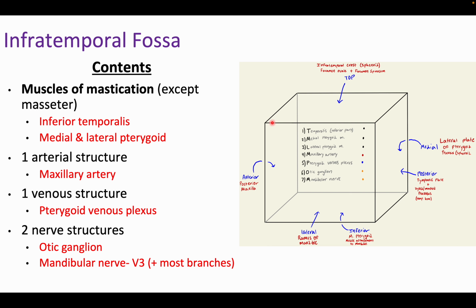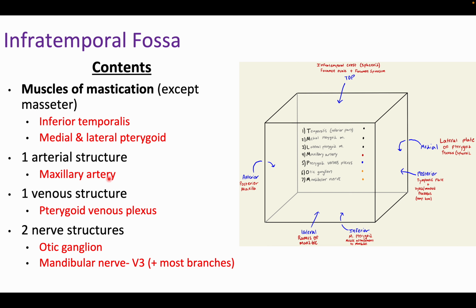So the muscles, it's going to be 3 out of the 4 muscles of mastication. So that's going to be our inferior part of our temporalis muscle, and then our medial and lateral pterygoid. The 4th muscle of mastication, remember, is the masseter. And thinking about the skull, that's going to sit lateral or superficial to the mandible. So if the ramus of our mandible is our most lateral position, it makes sense that the masseter is not going to be included in the infratemporal fossa.